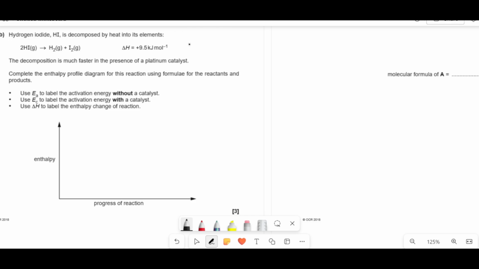Hydrogen iodide is decomposed into its elements. This is an endothermic reaction. It's much faster with a platinum catalyst. Complete the enthalpy profile diagram to show the formulae of the reactants and products. Use EA to label activation energy without a catalyst, EC for with, and then draw delta H to show the enthalpy change.